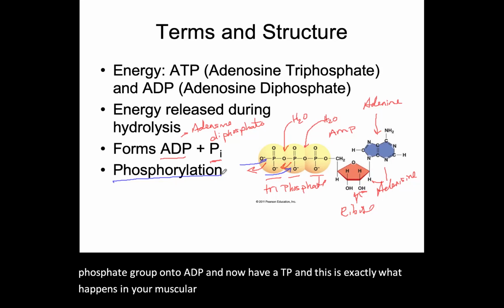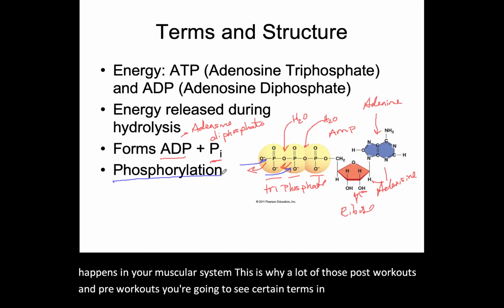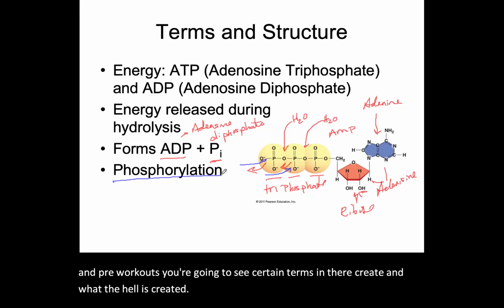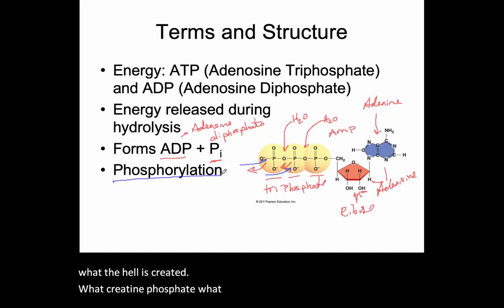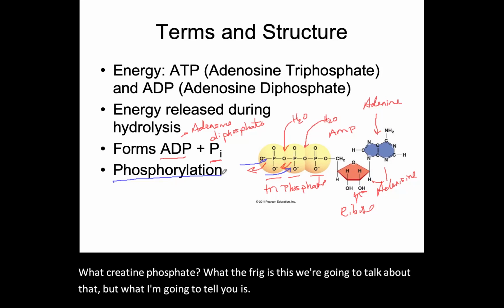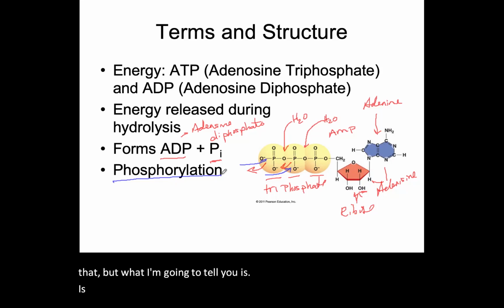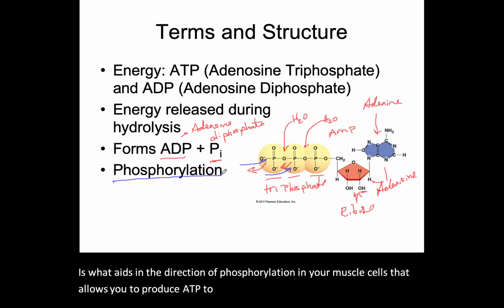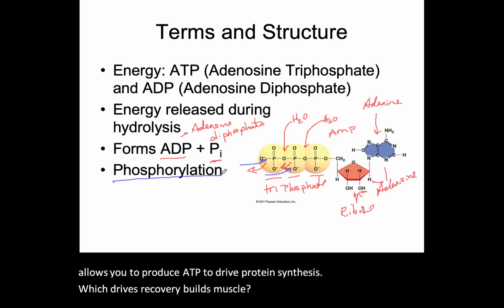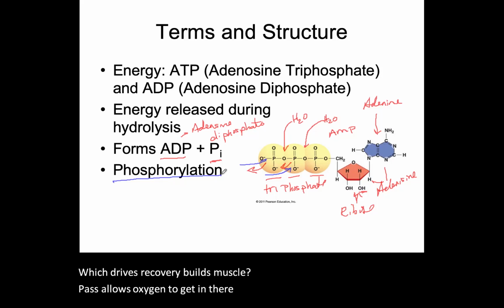This is why, in a lot of those post-workouts and pre-workouts, you're going to see certain terms in there, right? Like creatine. What the hell's creatine? Creatine phosphate? What is this? We're going to talk about that. But what I'm going to tell you is that it aids in the direction of phosphorylation in your muscle cells, which allows you to produce ATP to drive protein synthesis, which drives recovery, builds muscle mass, and allows oxygen to get in there quicker to do more recovery.